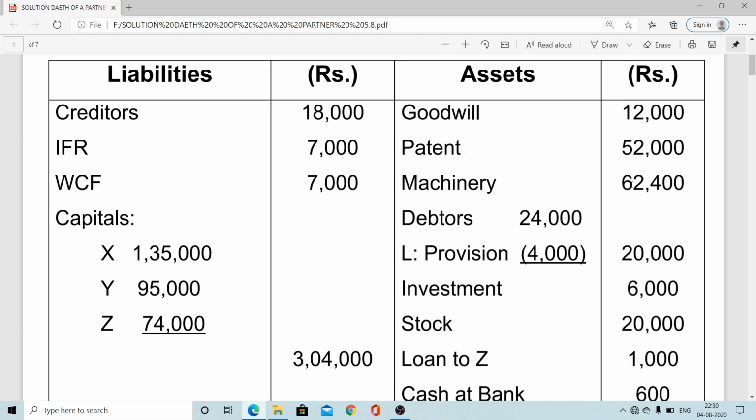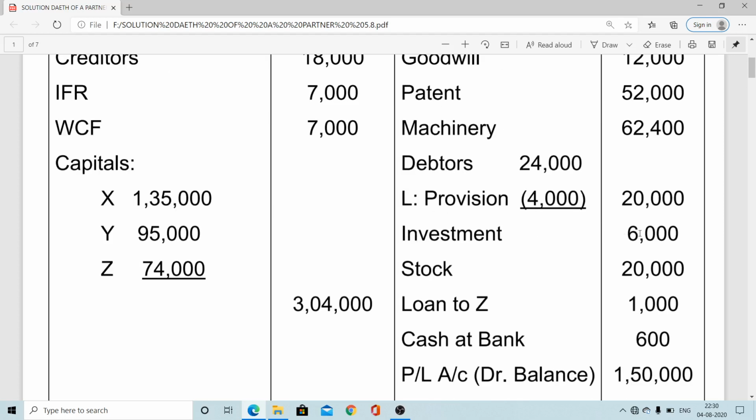So this is a new term that came here. Patent 52,000, machinery 62,400, debtors 24,000, and provision of 4,000 for doubtful debts. Investment value 6,000, stock value 20,000. Loan to Z. So the third partner is taking a loan from the partnership firm. It is a liability to Z and an asset to the firm. When any amount of loan is provided to any person, it is an asset to the lender. So the firm provided a loan to Z, which is an asset to the business firm, whereas it is a liability to the individual partner Z. Cash at bank, a very nominal amount, only 600.